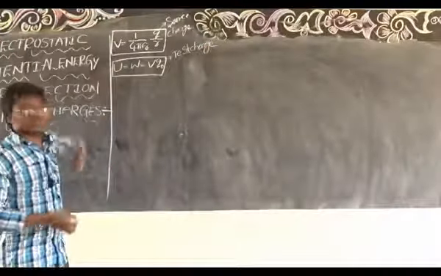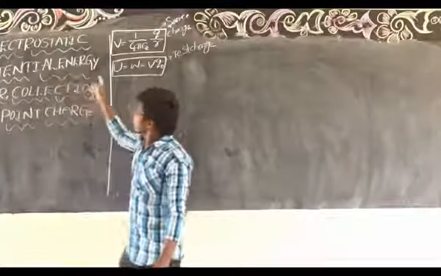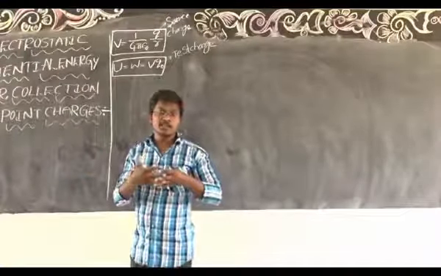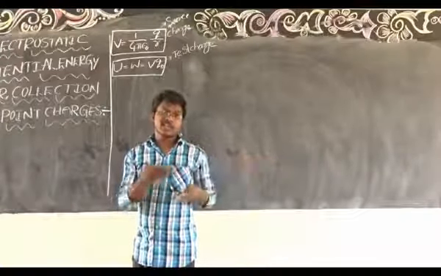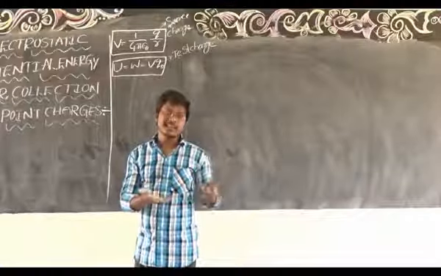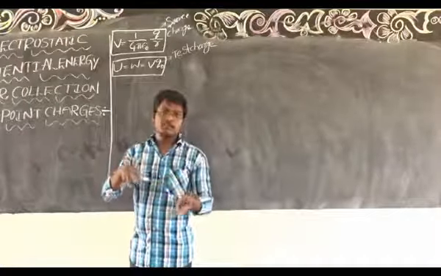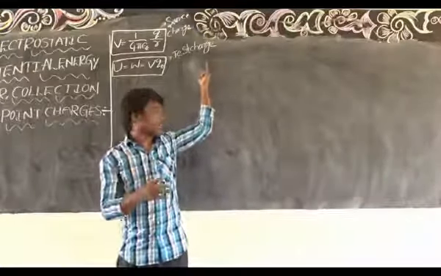Okay, remember these two steps. Electrostatic potential energy for a collection of point charges. A collection of point charges means we take more than one charge, either 2, 3, 4, like n charges. Collection means combination of charges. So if you remember these two steps, you won't struggle that much.